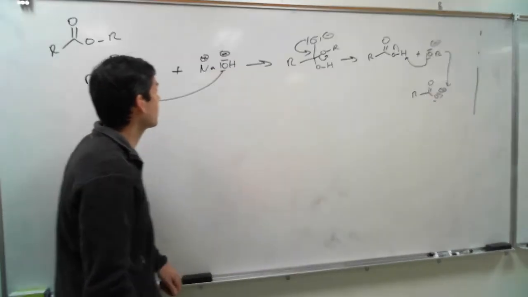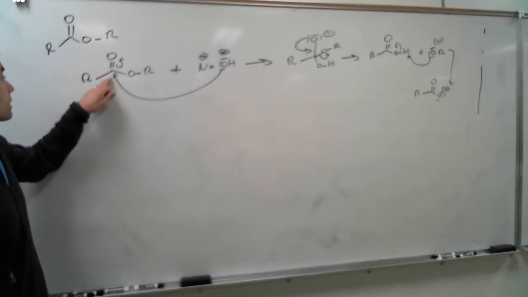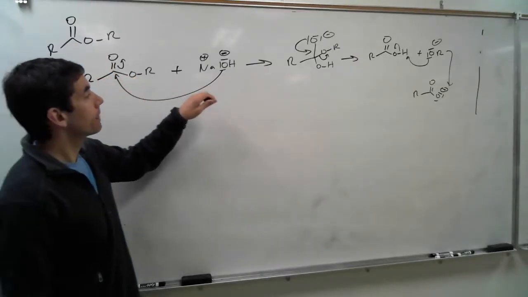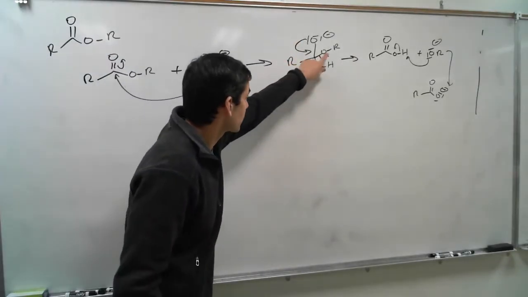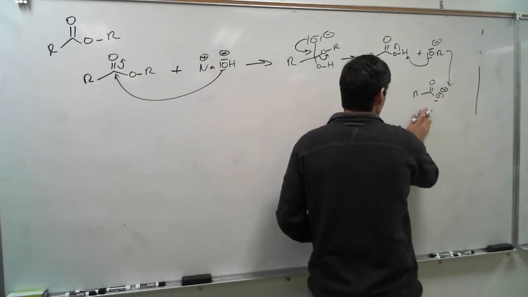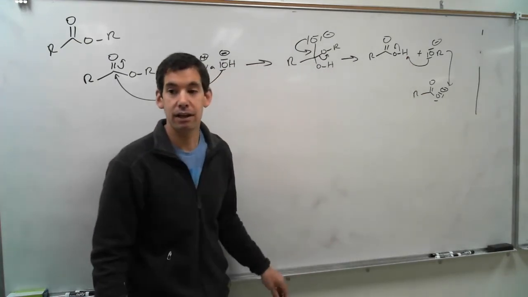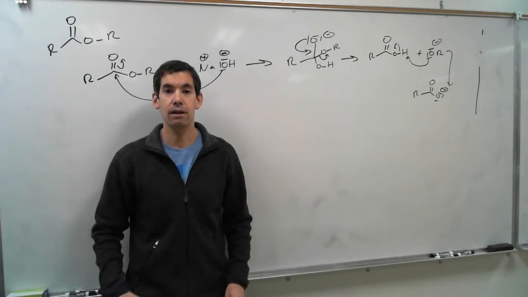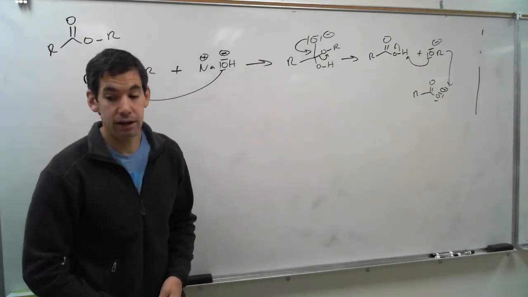But we can see here for this mechanism, OH is going to attack the carbonyl carbon. Electrons come up, electrons come back down, and we're going to kick off the OR. The OR is basic enough that it's going to pull off the hydrogen and generate this carboxylate anion there. So that's our first reaction we can look at.